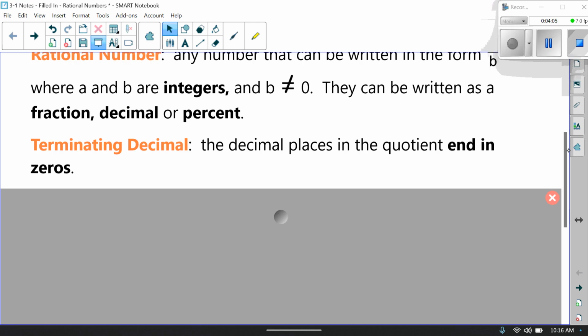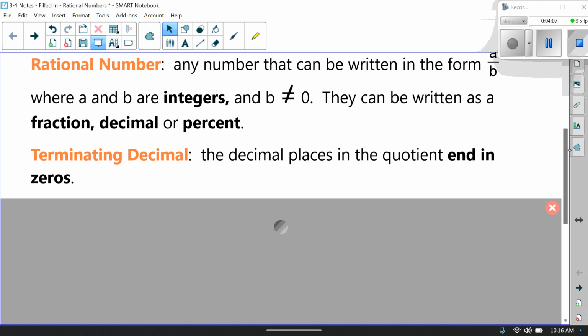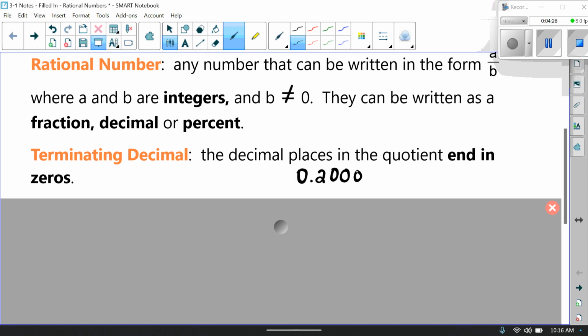Terminating decimal. A terminating decimal, the decimal places in the quotient end with zeros. They end with zeros. So, for example, if I had 0.200, so those, they end in zeros. You can add as many zeros as you want, it's still going to be a terminating decimal, because do I need these trailing zeros? No, we don't need those trailing zeros.